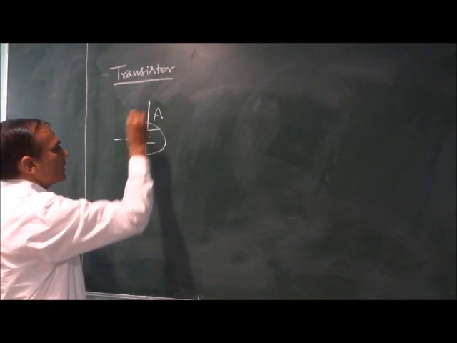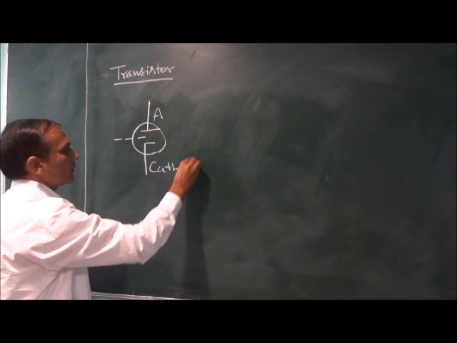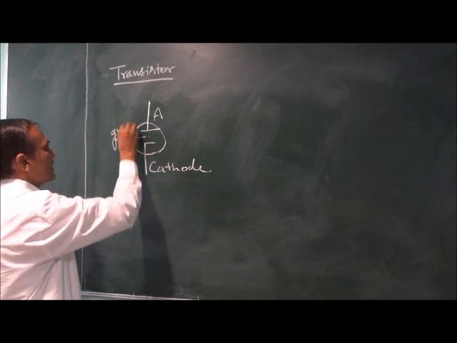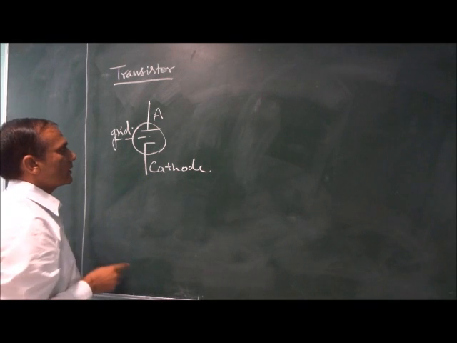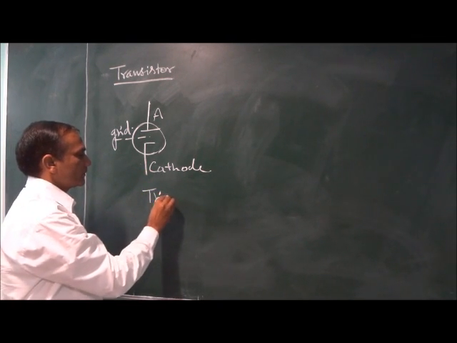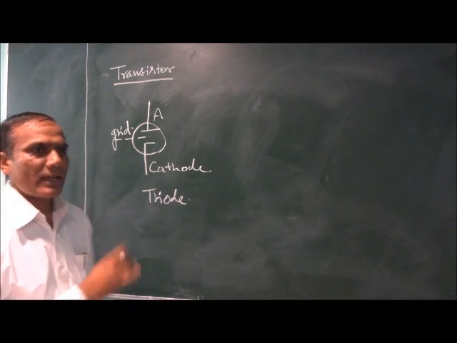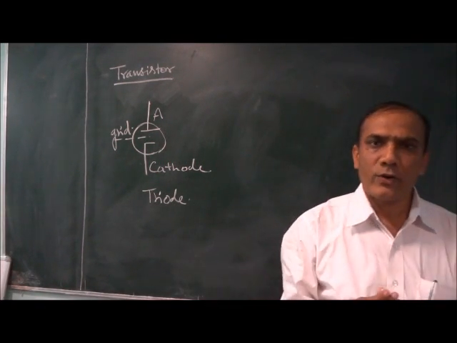This was the anode and this is your cathode. This electrode was known as the grid. So earlier this three-electrode device was known as the triode. Now this had some drawbacks earlier, the drawbacks of the triode valve.